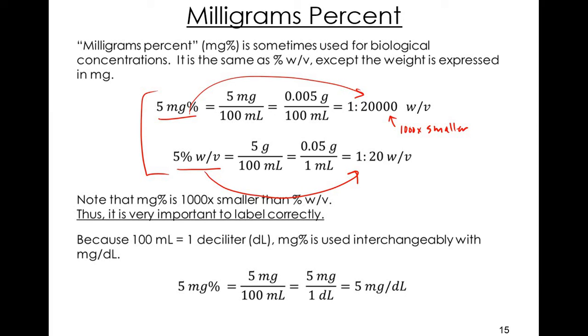This is a big difference that makes it essential to label milligrams percent correctly as 5 mg percent rather than just putting a percent sign after the value. Another unit that's commonly used on lab reports is milligrams per deciliter. A deciliter is equal to 100 milliliters. And by definition, the number of milligrams in 100 milliliters is the milligrams percent. Therefore, milligrams percent and milligrams per deciliter are equivalent units of measure that can be used interchangeably.